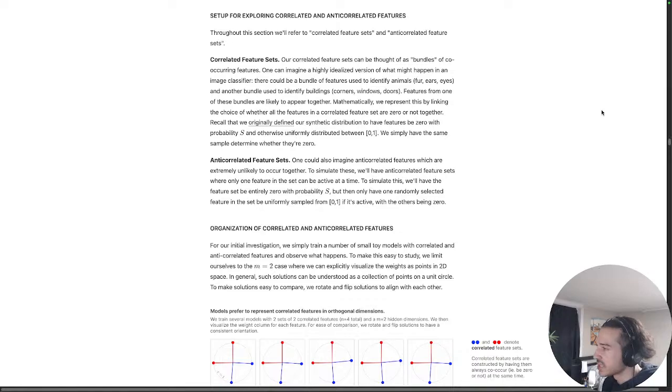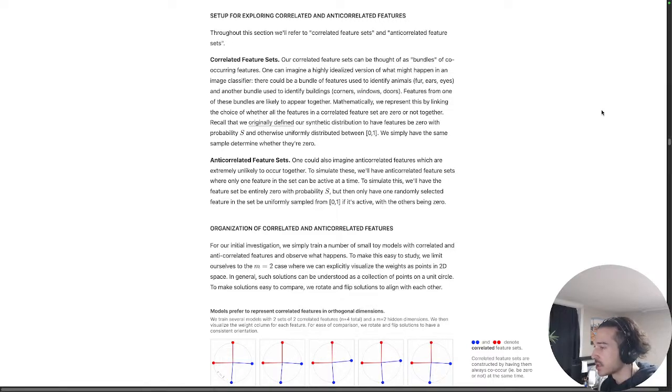Mathematically, we represent this by linking the choice of whether all the features in a correlated feature set are zero or not together. Recall that we originally defined our synthetic distribution to have features be zero with probability S and otherwise uniformly distributed between 0 and 1. We simply have the same sample determine whether they're zero.